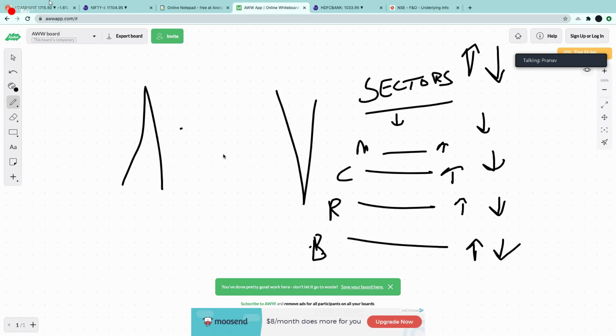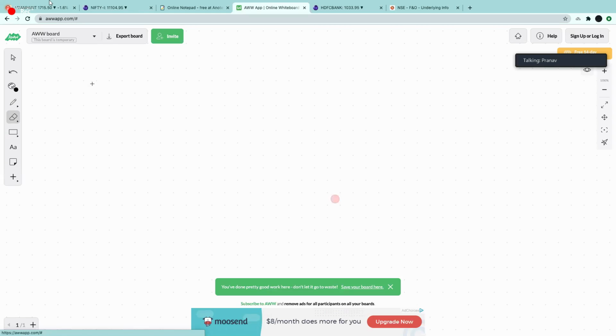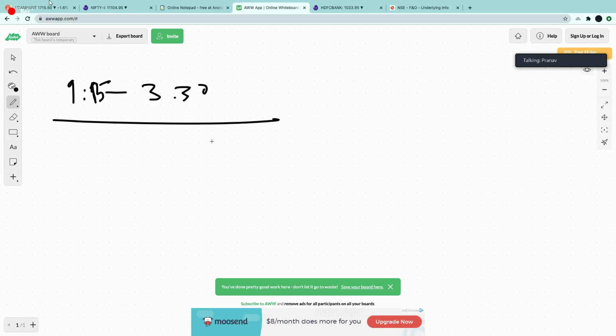What is the difference between gap up and breakout? There is actually a gap, right? Gaps happen because of something called aftermarket orders. Markets are open from 9:15 a.m. to 3:30 p.m.